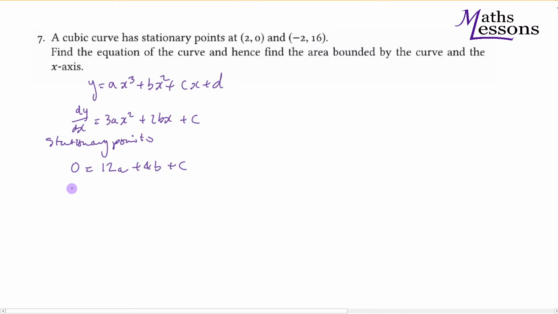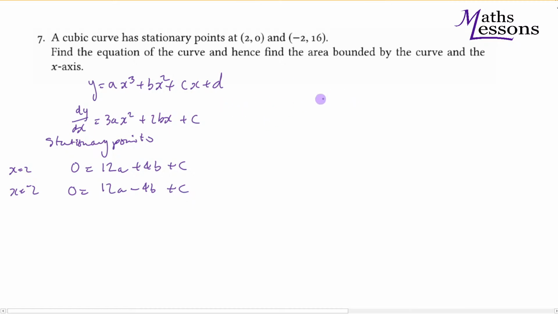Put the other one in. Put the minus 2 in. So this is x equals 2. This was x equals minus 2. So put the minus 2 in. We get 4 times 3 is also 12a. But we're going to get minus 4b here plus c.